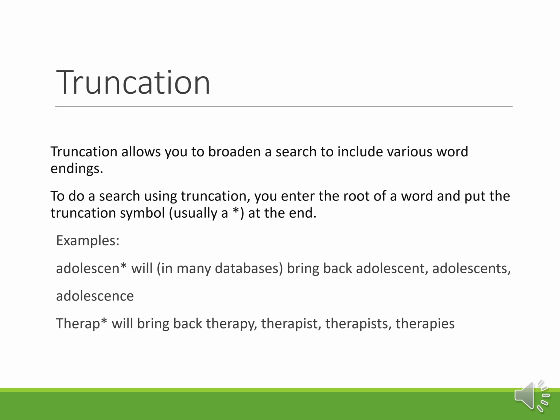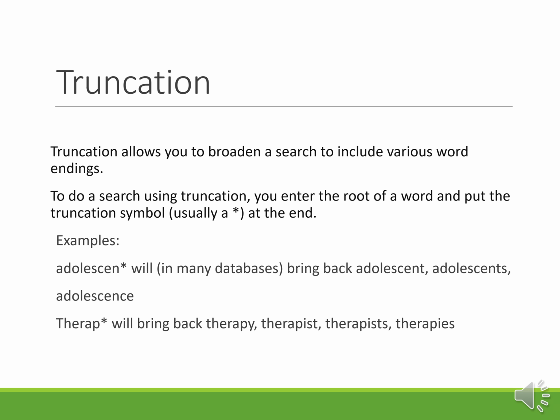Truncation. So what truncation does is it allows you to broaden a search to include various word endings. This can be very helpful in the case of plurals or terms that have a lot of different slight variations. To do a search using truncation, you enter the root of a word and then a truncation symbol, which is usually an asterisk, at the end.